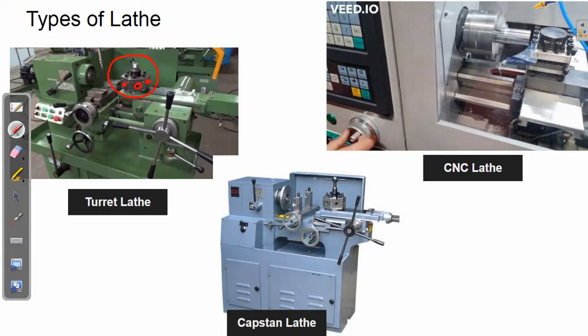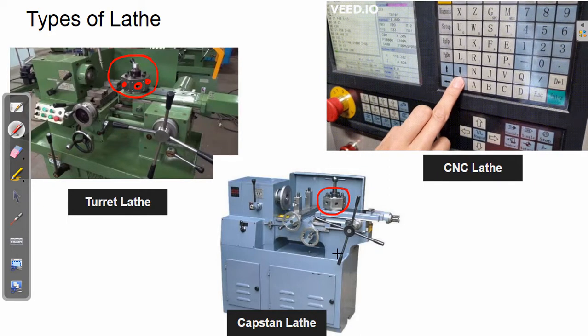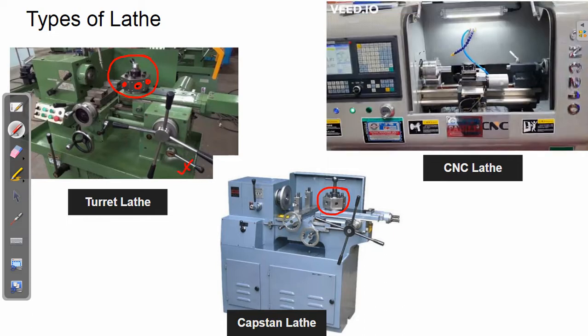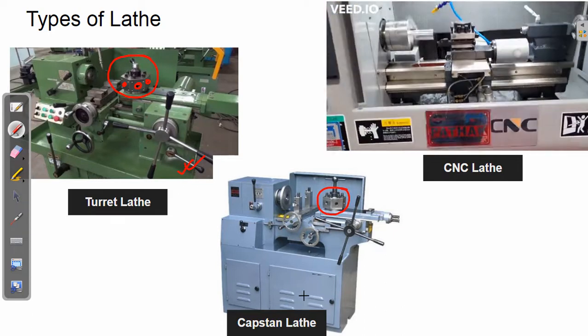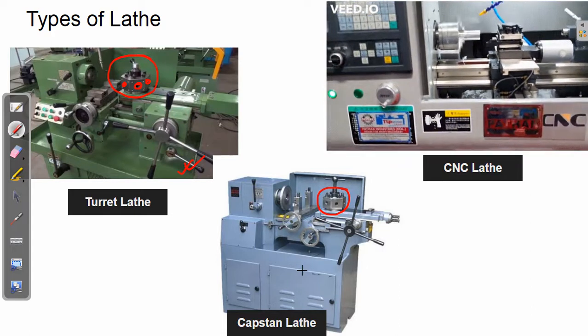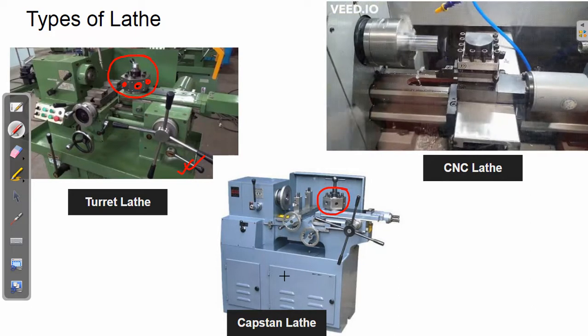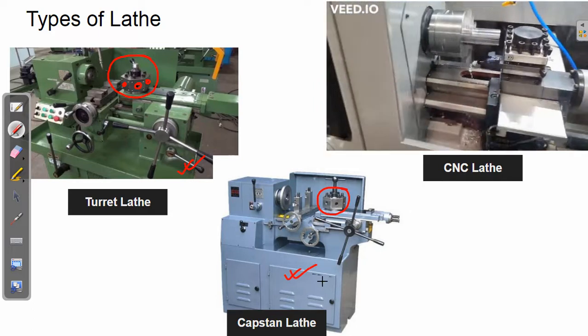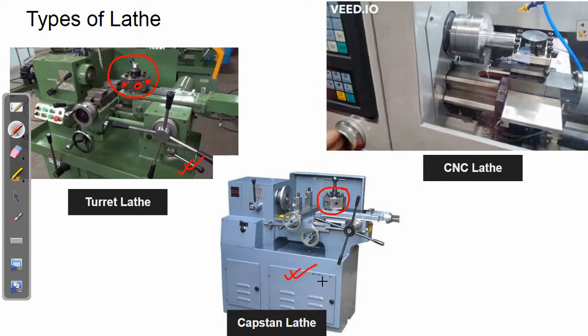And here also a similar kind of turret you will observe in case of a capstan lathe. Turret lathes are generally used for heavy duty operations, whereas the capstan lathe, construction wise, has very minor differences from the turret lathe. Just try to remember that capstan lathes are generally used for respectively light duty operations with respect to the turret lathe.